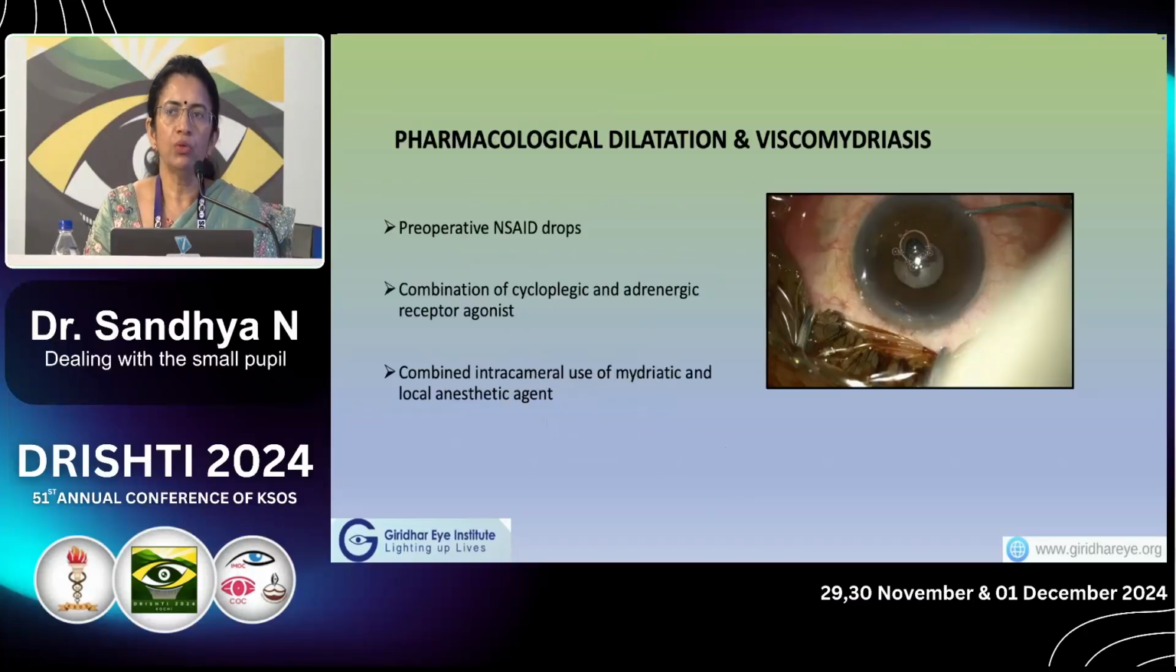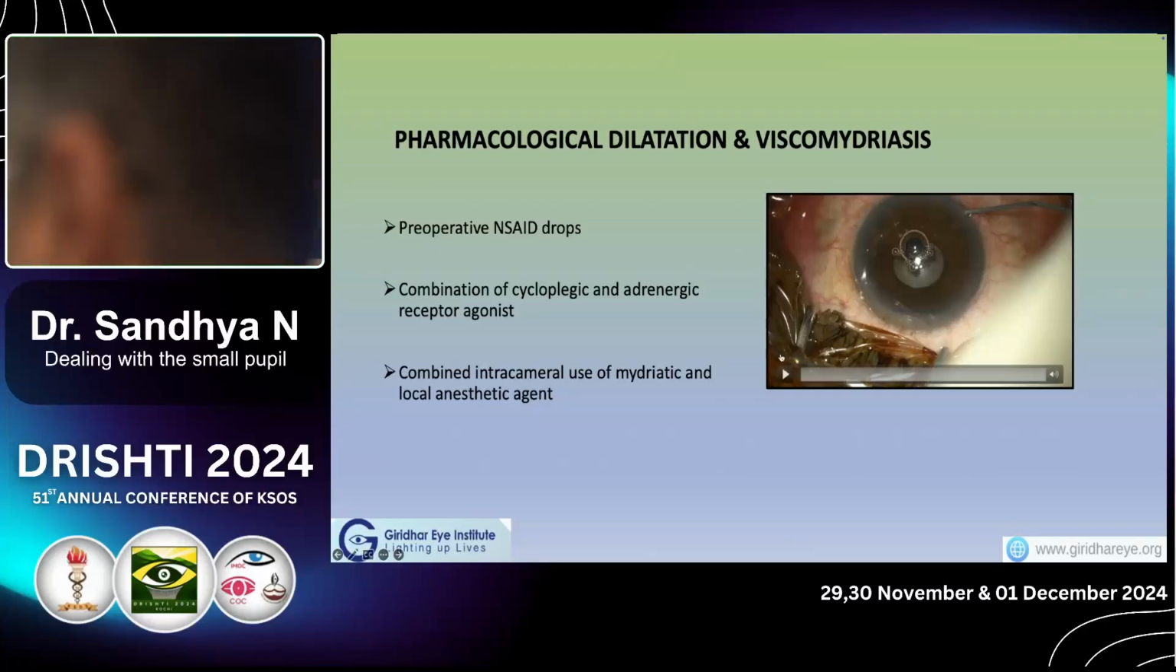Preoperative use of NSAIDs can sustain pupillary dilatation and can also reduce the incidence of intraoperative miosis. A combination of cycloplegics like tropicamide and adrenergic receptor agonists like phenylephrine and adrenaline can be injected intracamerally to dilate the pupil. Combined intracameral use of mydriatic and local anesthetics like preservative-free 1% xylocaine can be used in topical anesthesia.